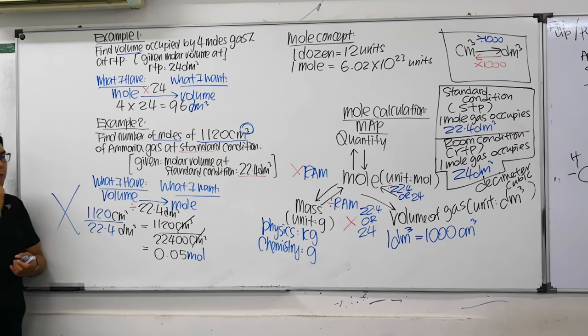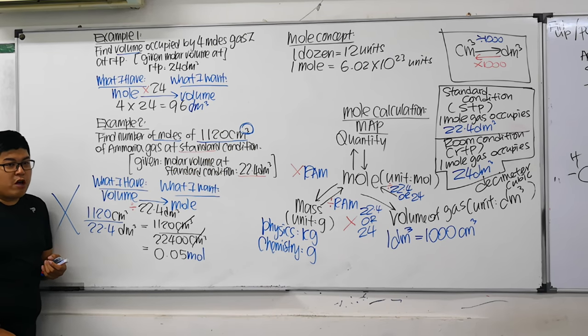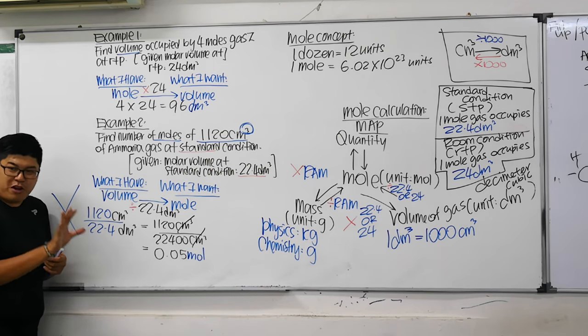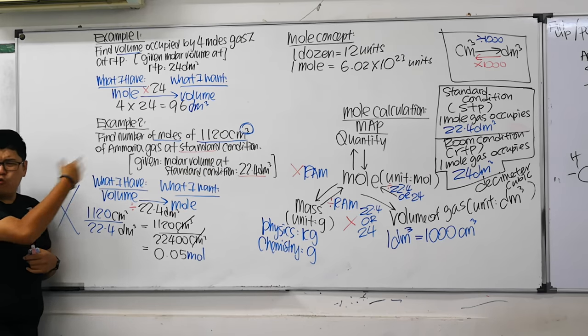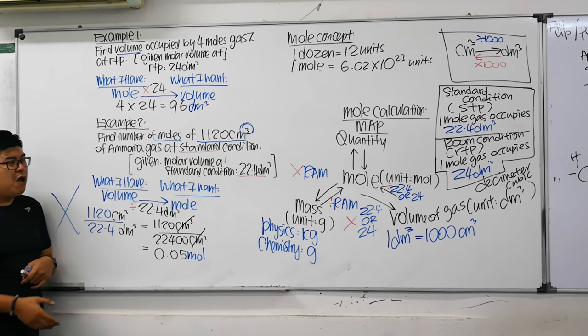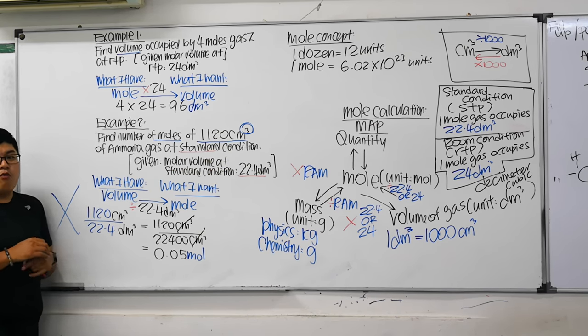Why? Mass is so straightforward. Volume, the tricky part as in CMQ, DMQ. The tricky part is 22.4 or 24. Understand? But mass is super straightforward, nothing to shout about. Most of you can do the mass very well.